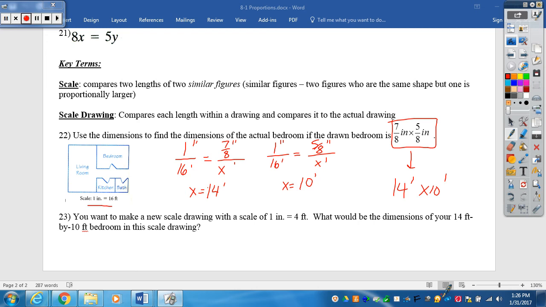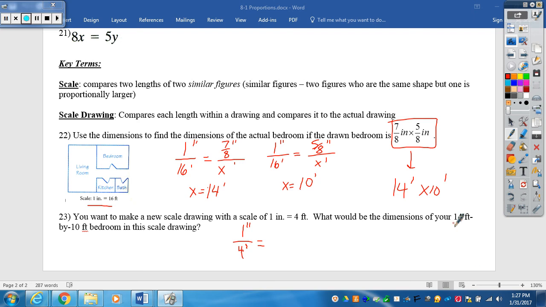Now, you want to make the new scale drawing with a scale factor 1 inch equals 4 feet. You want to change this for one reason or another. Maybe you're increasing the size or decreasing the size of the picture. And so here's a new scale drawing, and we use the same 4 feet. There we go. Okay. Again, one apostrophe is feet. 2 apostrophes would be inches. So 1 inch equals 4 feet.